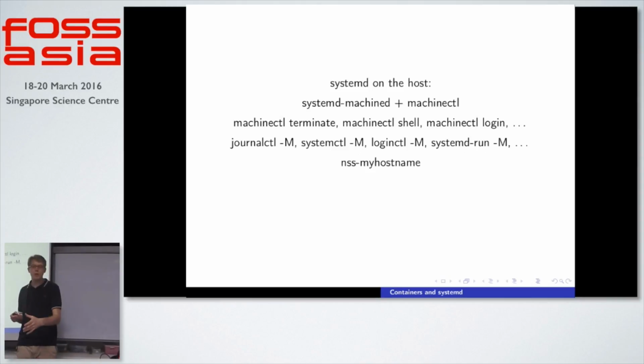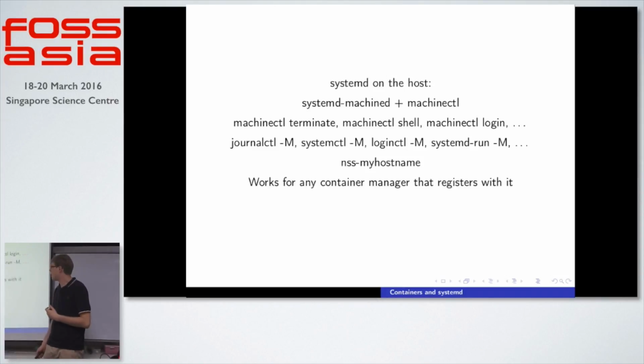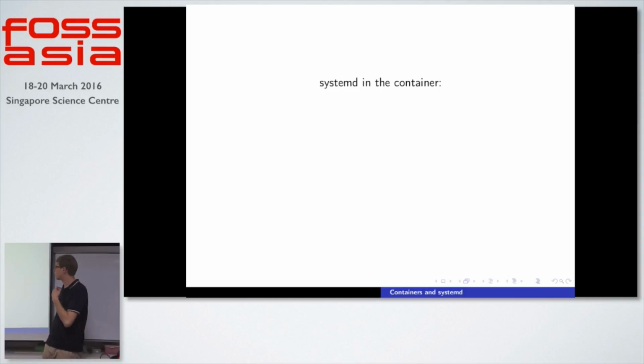Now, we provide automatic name translation so that if you have a container that has its own IP configuration, simply by running it and having it registered with Machined, the name of that container will be resolved to the IP address of that container without any further configuration. Just by having the container registered with systemd. To underline that again, it works for any container manager registered with it, and that includes LXC and whatever else, and also libvirt LXC and things like that.